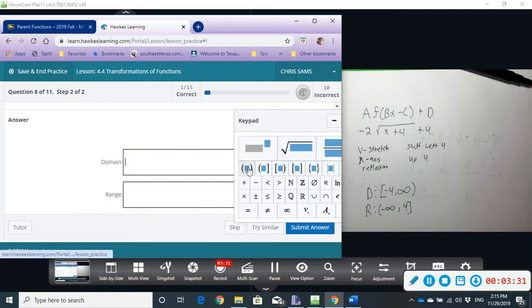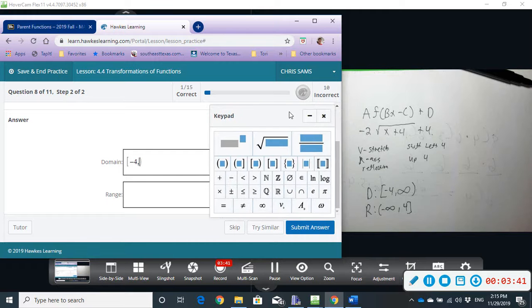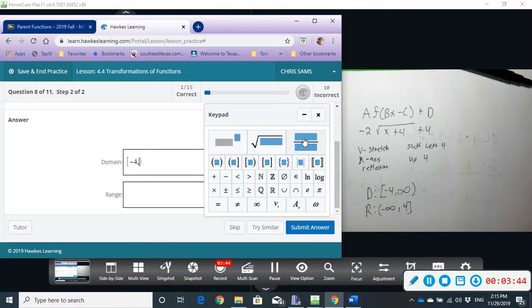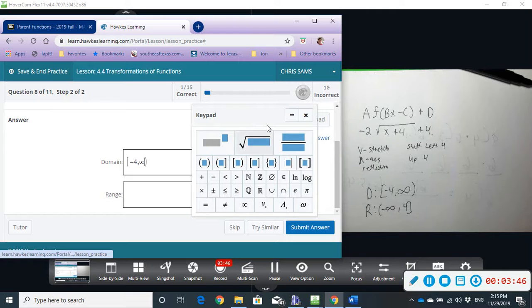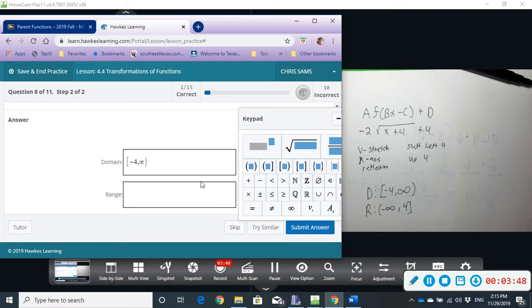We put it over here. We're going to need half open close, -4, comma, to infinity, which I can't see. There it is right there. Okay, and then the range is going to be the reverse, negative infinity up to positive 4.